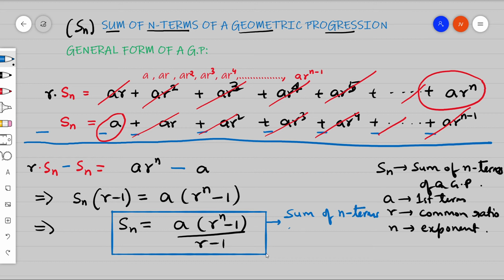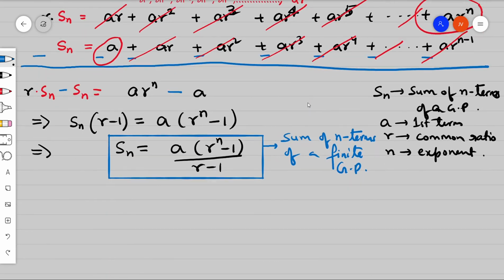A finite geometric progression means that this progression will have a finite number of terms. Now let us derive the expression for the sum of infinite terms of a GP. There are two ways of doing it, and I will show an easy way here.